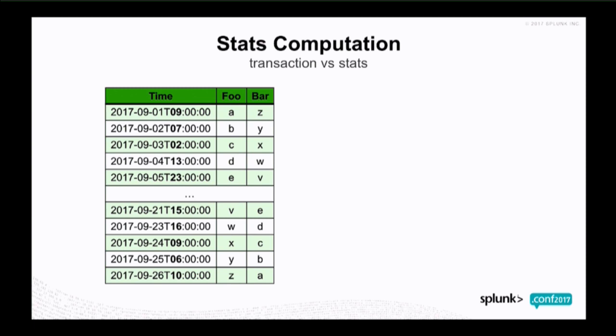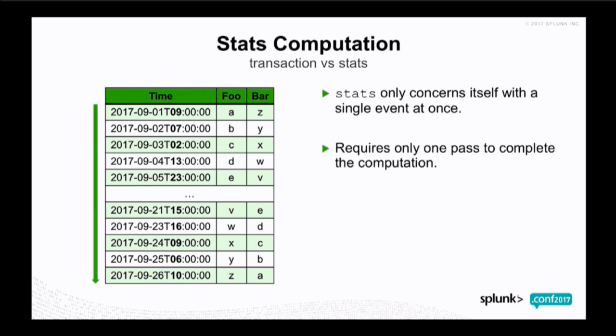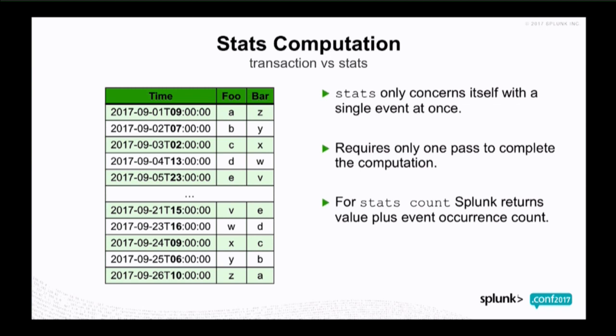There's one last thing that's different. So stats inherently only concerns itself with one event at a time. This means it only requires one pass to do the computation we need to complete our statistic. So for example, on a stats count command, Splunk just needs to return the value plus the number of occurrences that pair contained. So for example, hour 9 had 2 events. That's all the search head needs to know to be able to complete the statistic.